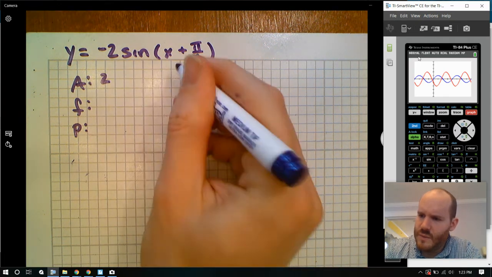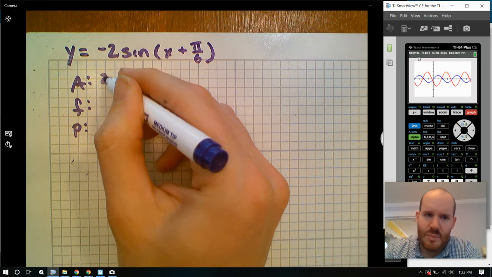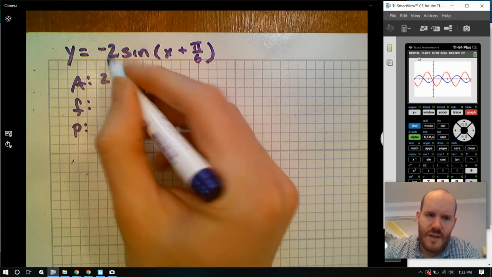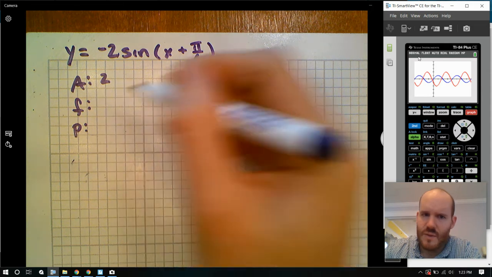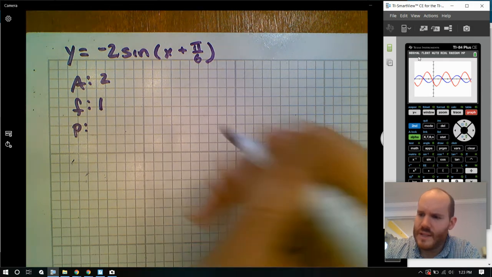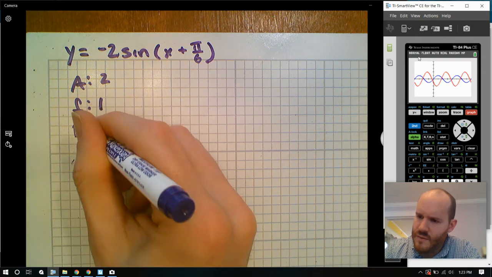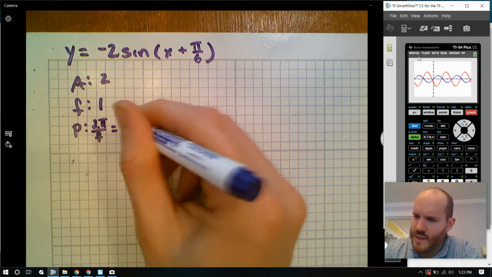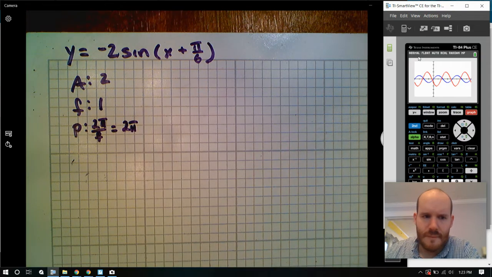I have an amplitude of 2, that coefficient of the function. It is a positive 2, even though there is a negative here, because the amplitude is a distance measure, so it's always positive. The coefficient of the x term is 1, that corresponds to my frequency. And then the period is always, for sine or cosine, 2 pi over the frequency. So in this case, that's just 2 pi.